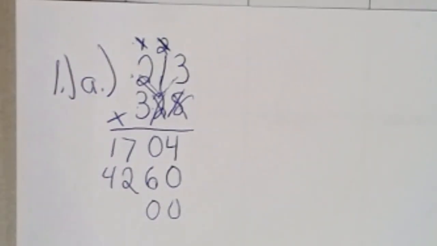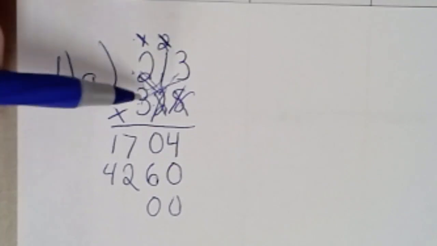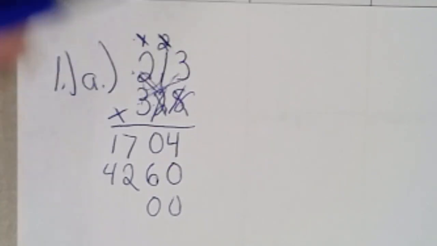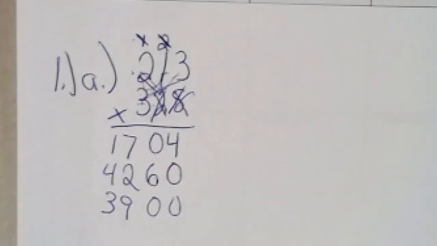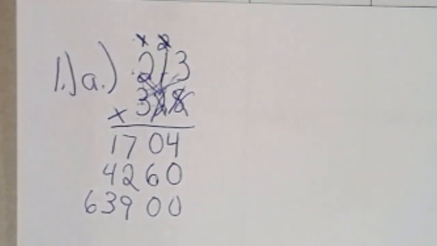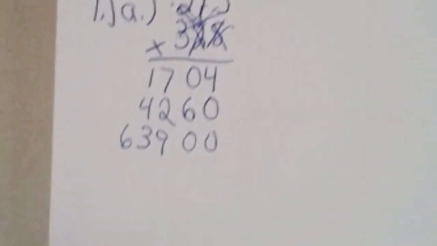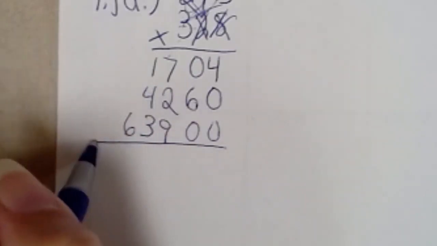So now I'm going to multiply the 3 by everything on top. 3 times 3 is 9, nothing to regroup. 3 times 1 is 3, nothing to regroup. And 3 times 2 is 6, nothing to regroup. So now I'm going to take my partial products and I'm going to add them.